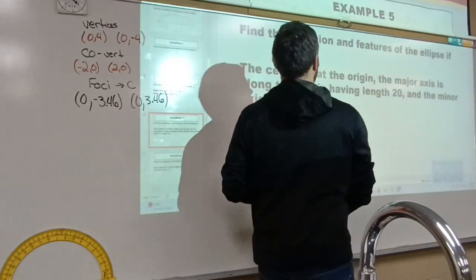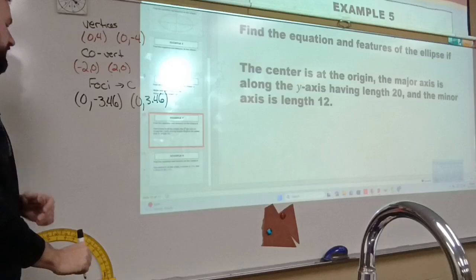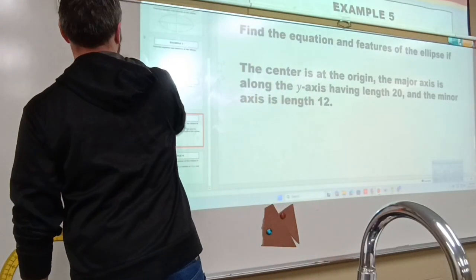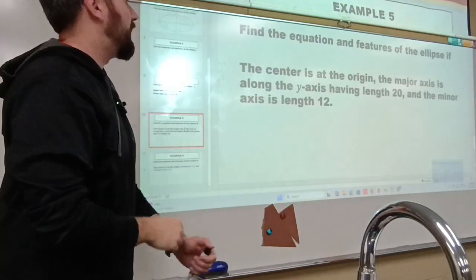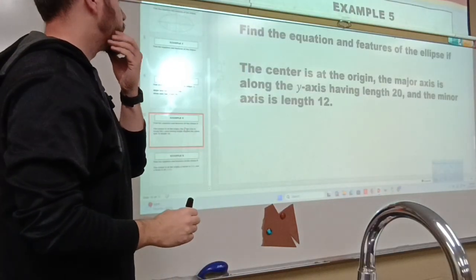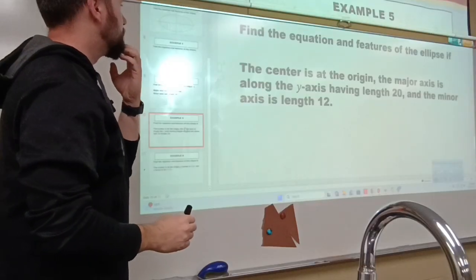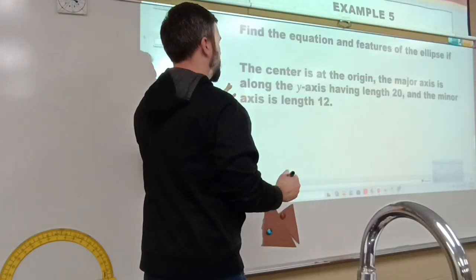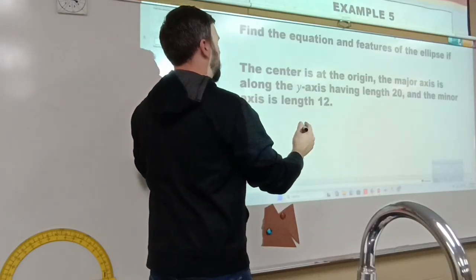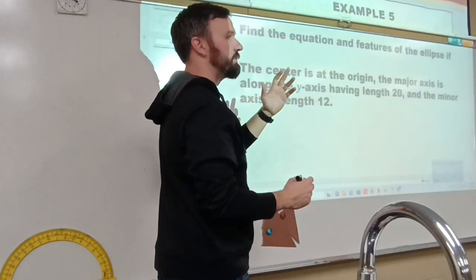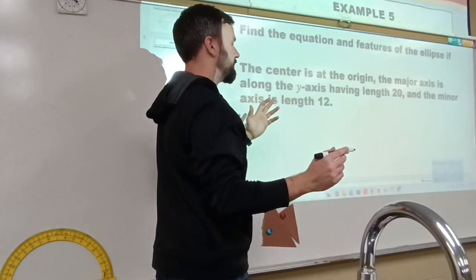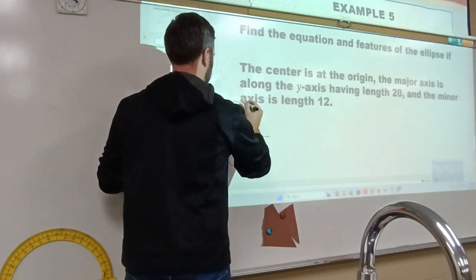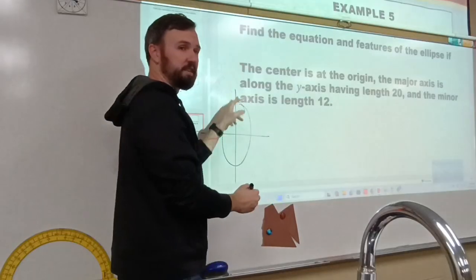One more. All right, find the equation. If we can find the equation, can we say everything else about it? We just need to find the A, B, and C. All right, so we got one more. The major axis is along the Y, and the minor is along the X then. So if the major is along the Y, is it tall and skinny or wide? If it's along the Y-axis, it's tall and skinny. Yeah? Because the Y-axis is the up and down one.